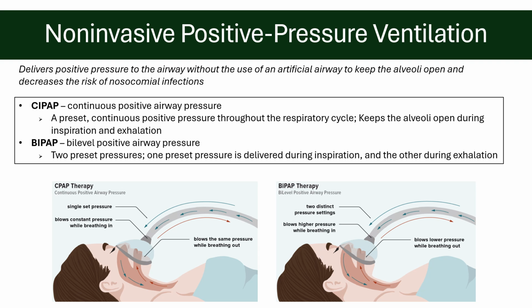The BiPAP is a bi-level positive airway pressure. There are two different pressures, and they're both preset, so you're not changing these. One is delivered during inspiration, and the other during exhalation. BiPAP will be the last type of oxygen delivery device before intubation if the patient continues to decline.